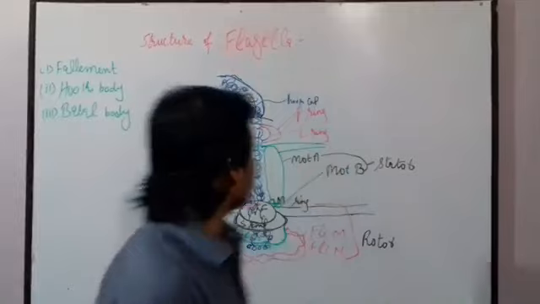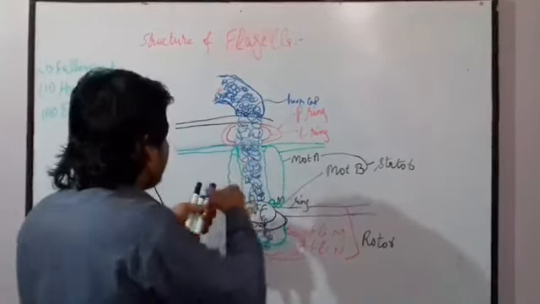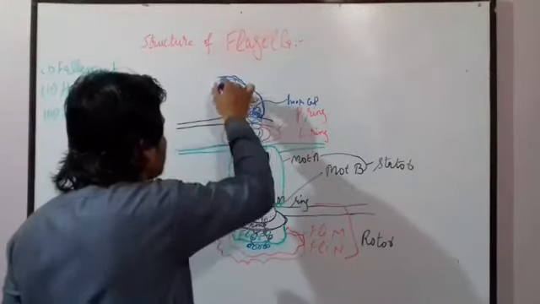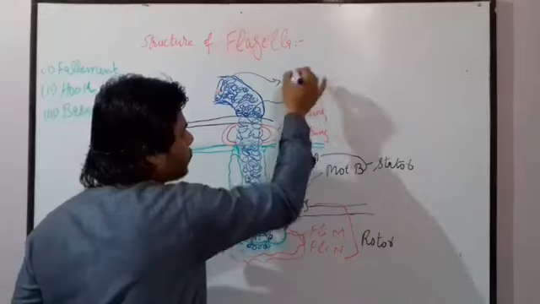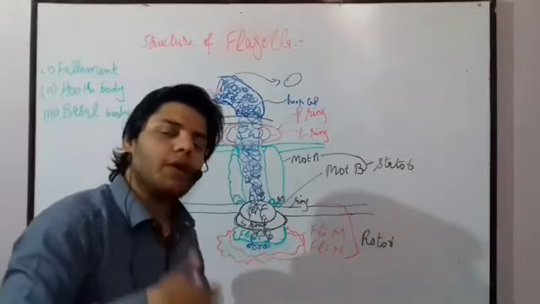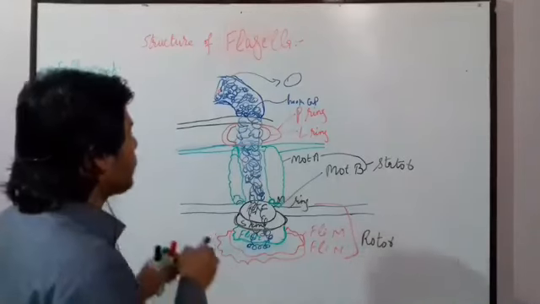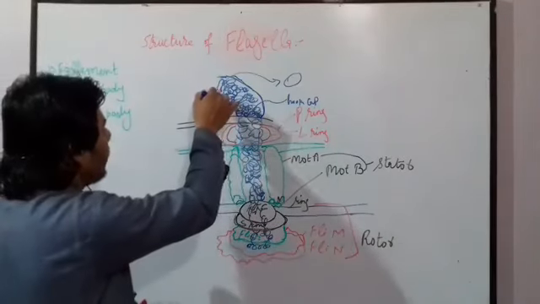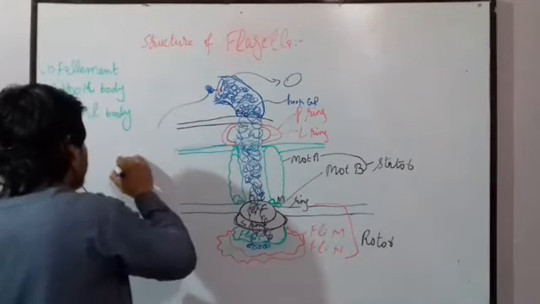Okay, after that what actually happens? This hook cap, let's suppose if this is the hook cap, will be removed out. After that we have a filament cap protein. So here we have what? We have another protein, we call that filament cap protein.